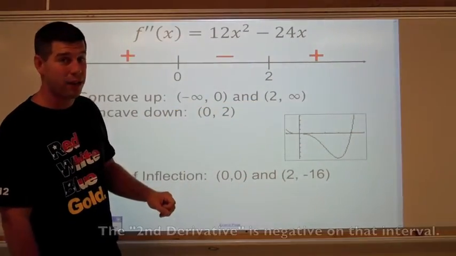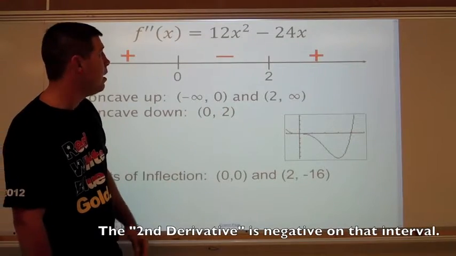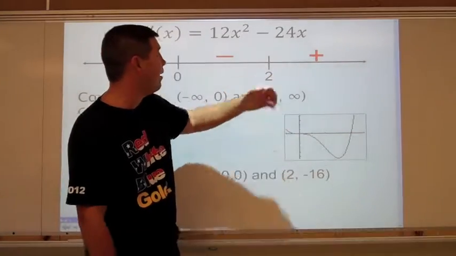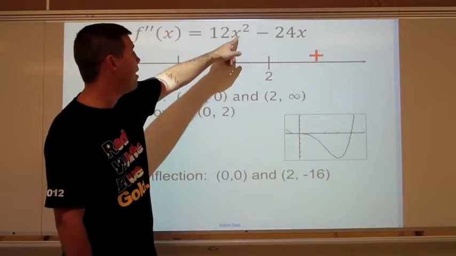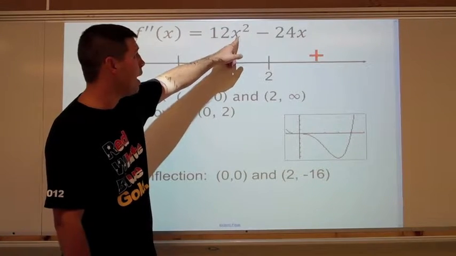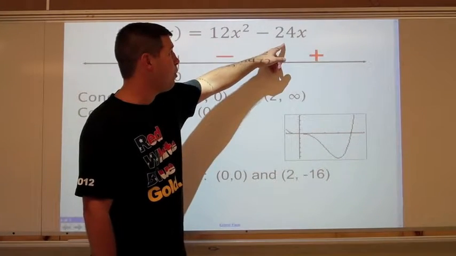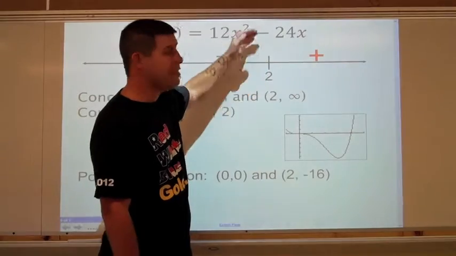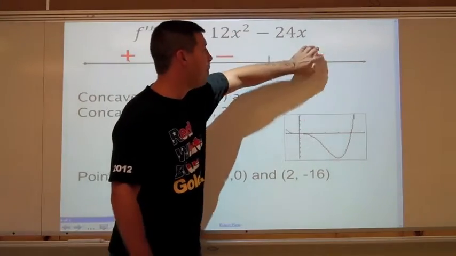I'm negative on that interval. The function is negative on that interval. And then you go back after 2, plug in 3. 12 times 9 is 108, minus 24 times 3, which is 72. Definitely positive. So we're positive here.